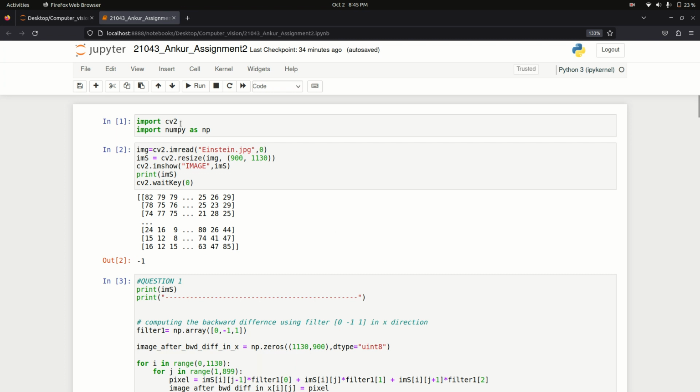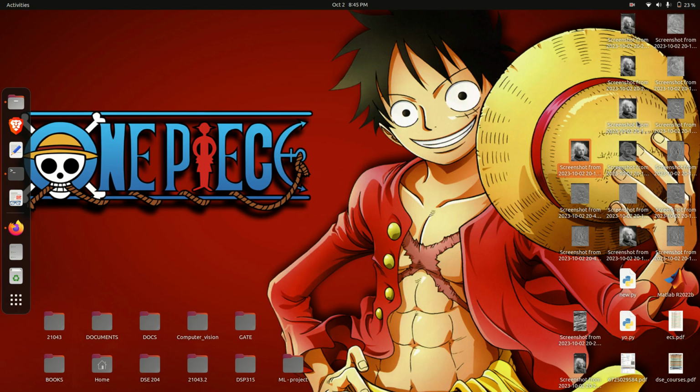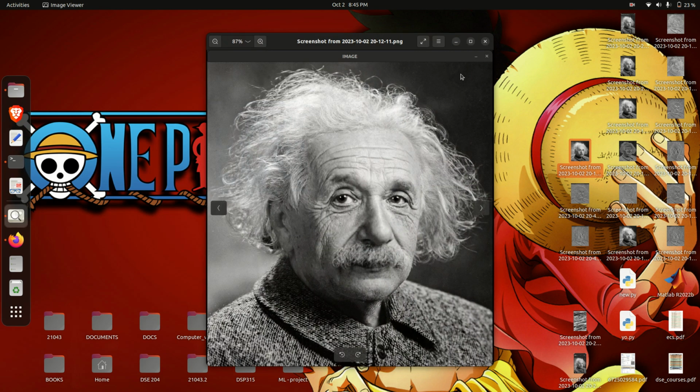So first of all, I start with importing the basic libraries, which are CV2 and NumPy. Then I simply read and resize the image, and I can also show the image. This is the image that I will be using for the next few questions.